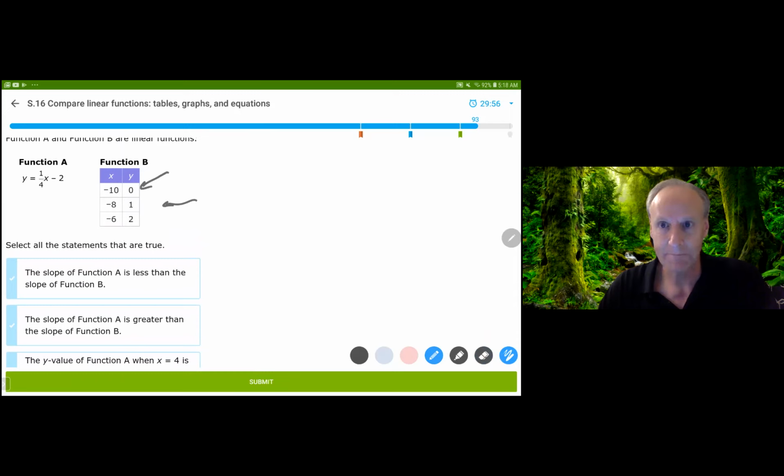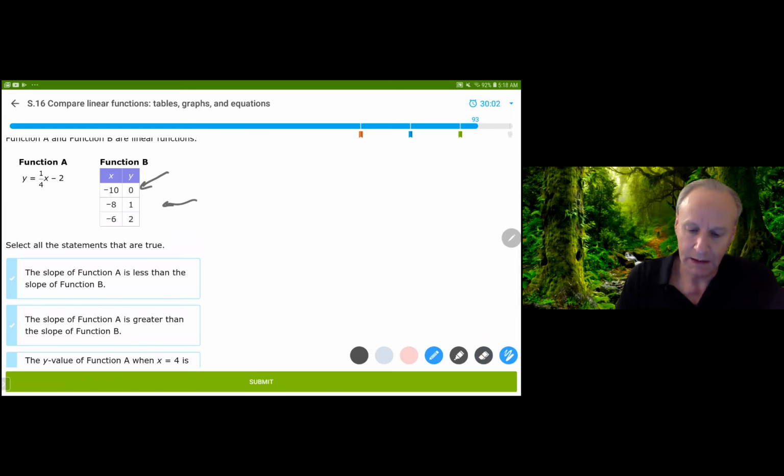-10, 0 is on the x-axis. And you know how I can tell? This is a really important idea. The -10 is an x value, isn't it? The 0 is the y value. And whenever you see an x value with 0, you know that it's an x-intercept. It's on the x-axis. Okay.